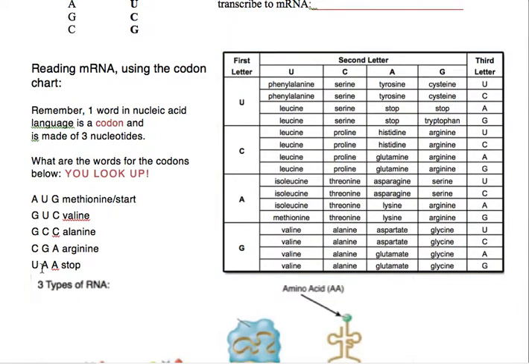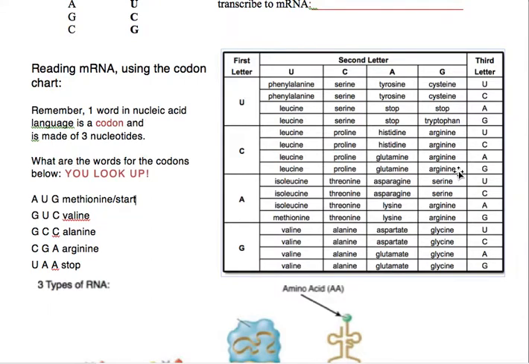Let's look up CGA. So the first letter is a C, so I'm right here. I'm at this second line right in here. The second letter in the codon is a G, so I'm right here. So where the C and the G meet is right here. It can only be 2 words, arginine or, actually arginine is it. So that's the word.